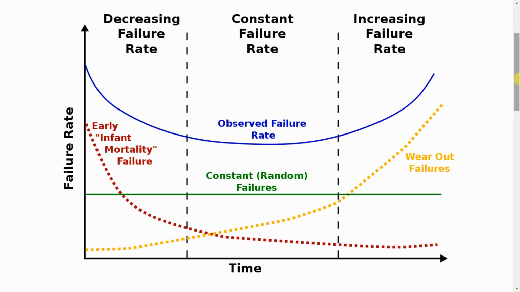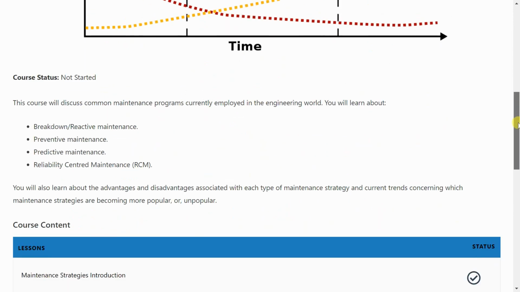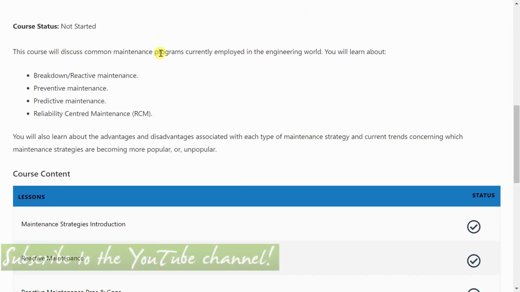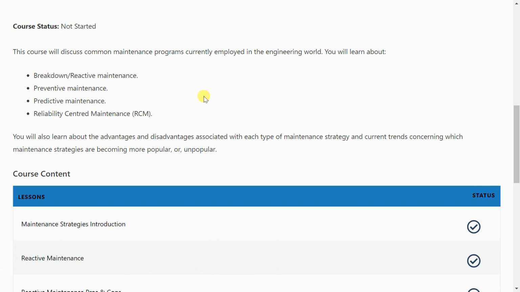Let's just go down and read some of what's going to be in the next few lessons. This course will discuss common maintenance programs currently employed in the engineering world. You will learn about breakdown or reactive maintenance, preventive maintenance, predictive maintenance, and reliability-centered maintenance, or RCM. You'll also learn about the advantages and disadvantages associated with each type of maintenance strategy, and current trends concerning which maintenance strategies are becoming more popular or unpopular.